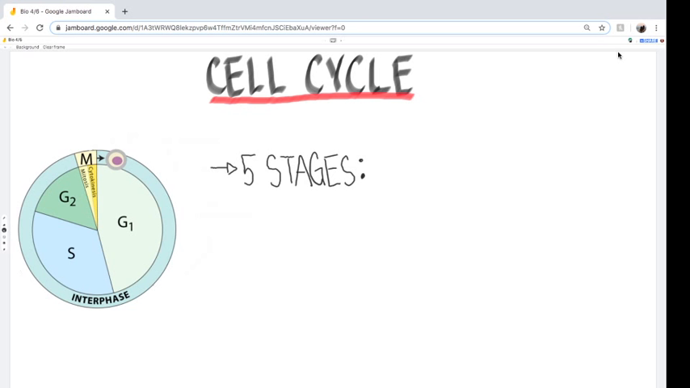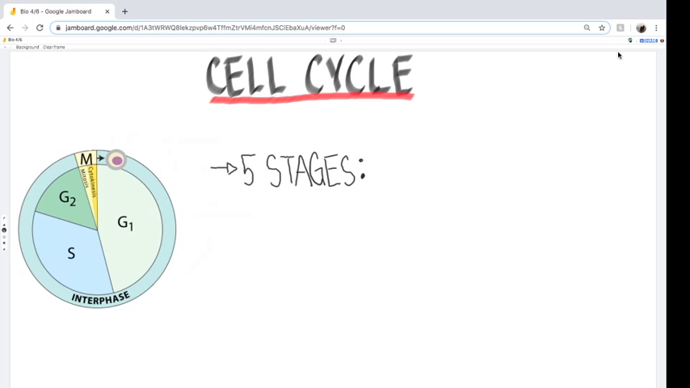This is Introduction to Bio, and today we're going to be reviewing the cell cycle. Every living and dividing cell goes through a phase to grow and divide called the cell cycle, and it's like a life cycle for cells. In the cell cycle, there are 5 stages called G1 phase, S phase, G2 phase, mitosis, and cytokinesis.